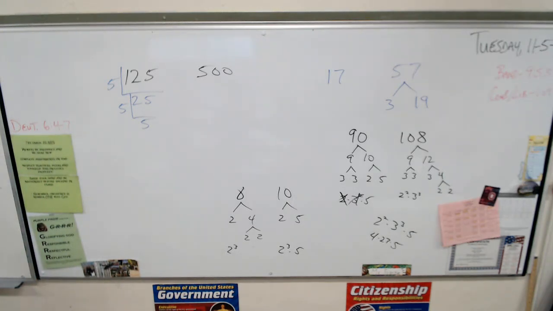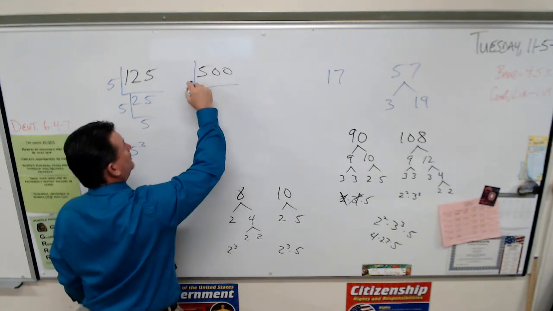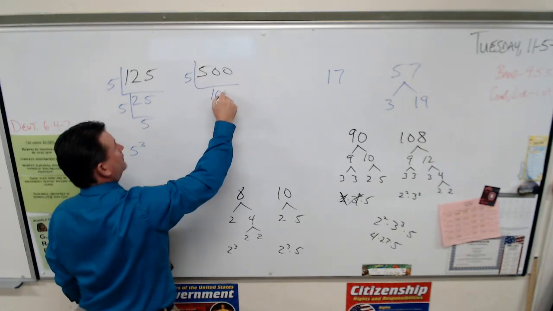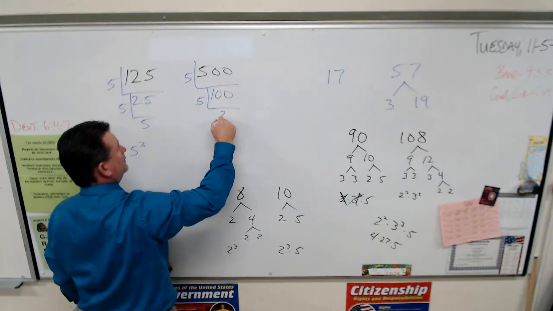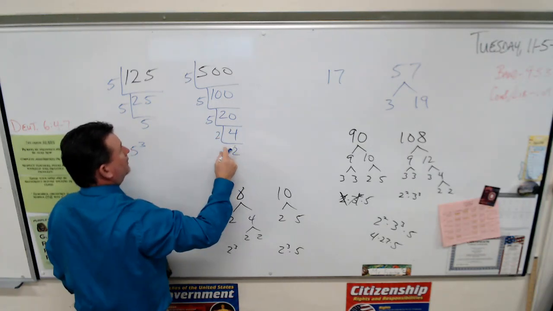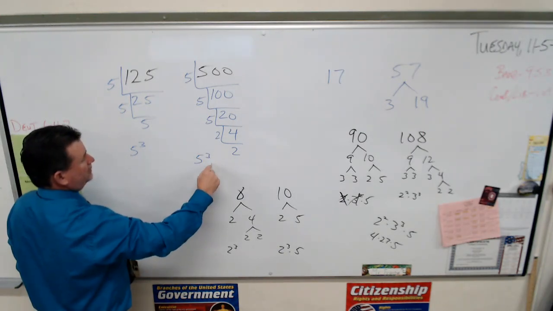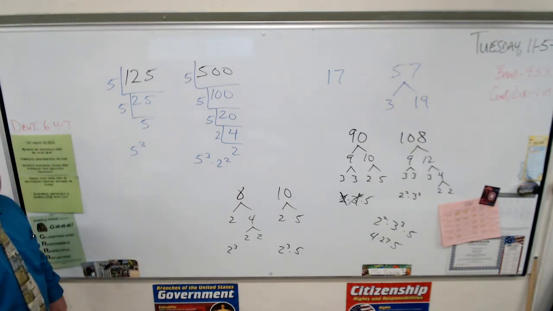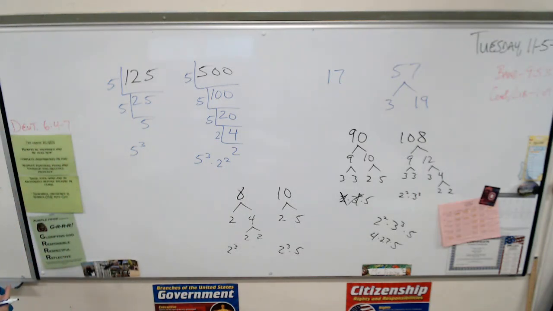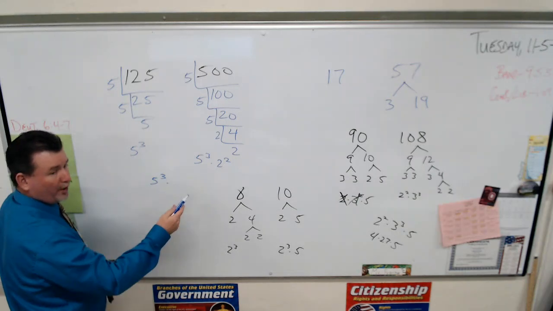So, hold up. What makes 125? 5 cubed. And 500: one, two, 3 5s, times 2 squared. Which 5 am I going to use? It doesn't matter, right? 5 cubed times 2 squared.